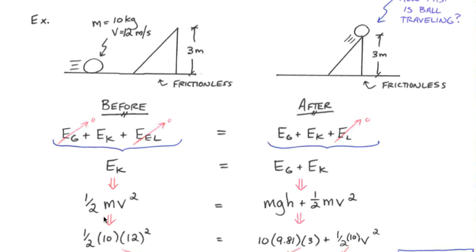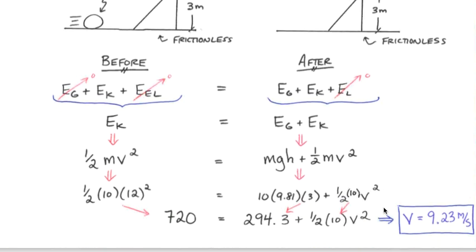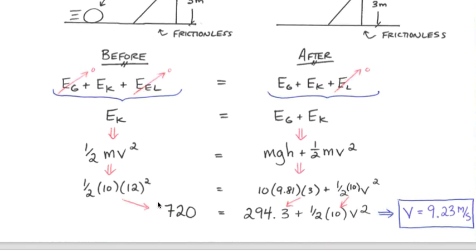Once I set this up and I equate my initial values and my final values, you'll see that the only variable that's unknown is velocity. By solving for velocity, I get 720 joules of energy initially. I get 294.3 joules of potential energy afterwards. And I have 1/2 mv squared of kinetic energy. Because these all have to be equal, I can solve and find that that ball must be traveling at 9.23 meters per second.